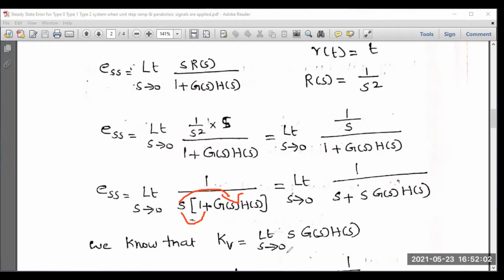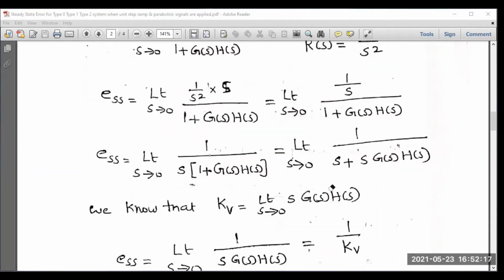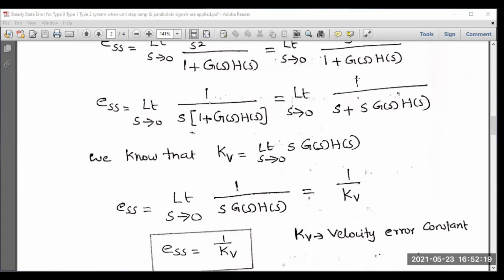You know that velocity error constant is given by limit s tends to 0, s into g of s into h of s. You are going to make a generalization. So kv means velocity error constant. So in place of s into g of s into h of s, I am going to write kv. I hope it is very clear. So you can see 1 divided by s plus kv.